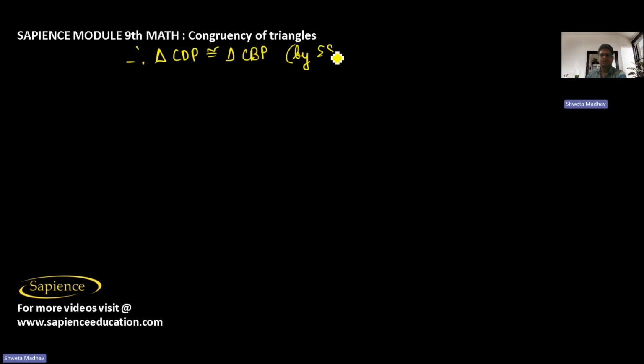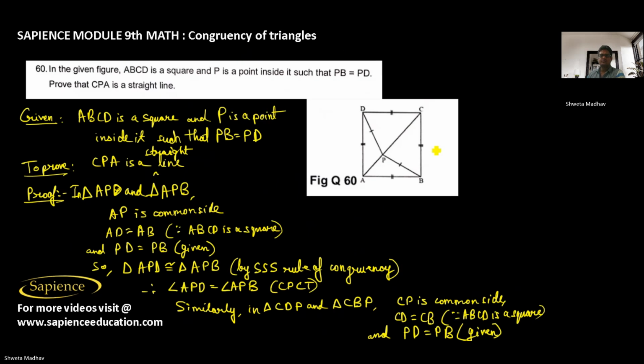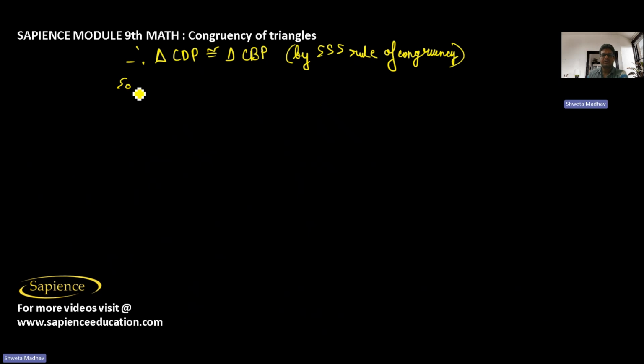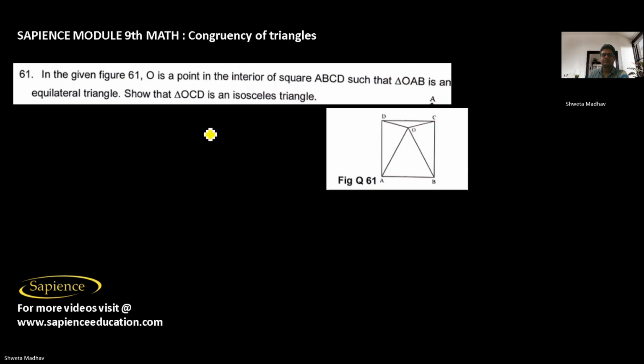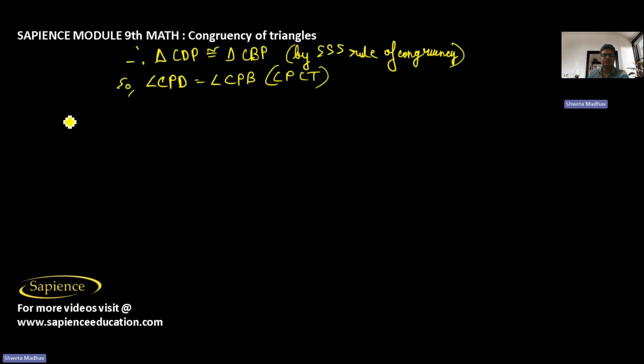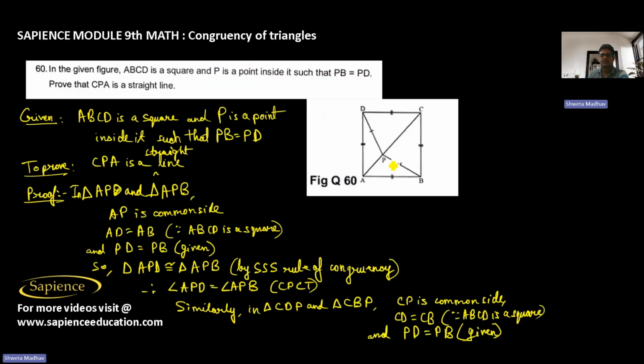All the three. So by SSS rule of congruency, these two triangles are congruent. Therefore, we can say that angle CPD is equal to angle CPB by CPCT. Now the sum of these four angles should be 360 degrees.